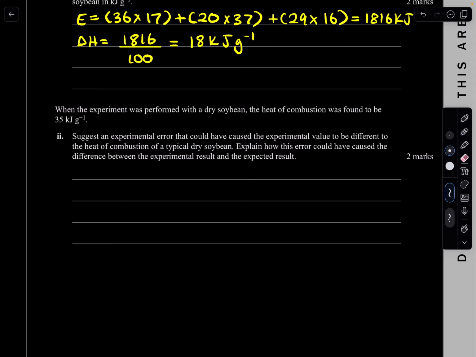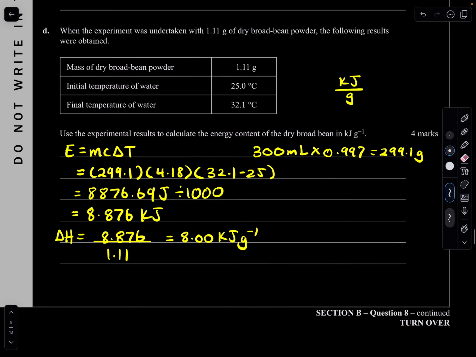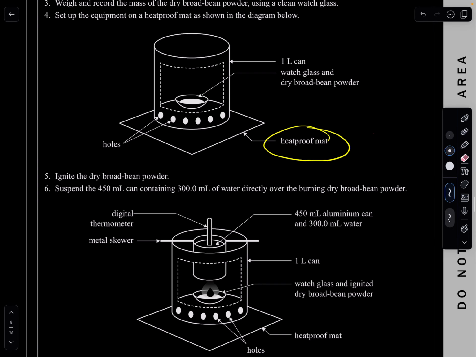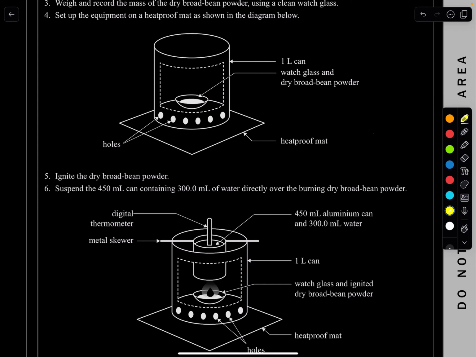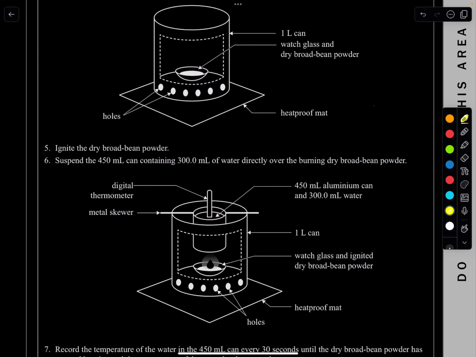Suggest one experimental error that could have caused the experimental value to be different to the heat of combustion of a typical dry soybean. Explain how this error could have caused the difference between the experimental result and the expected result. Ooh, a little bit hard. There are so many ways. Could it be that the aluminium was retaining some of that heat, and so when it finished combusting, the aluminium was still heating the water? But that doesn't make sense.